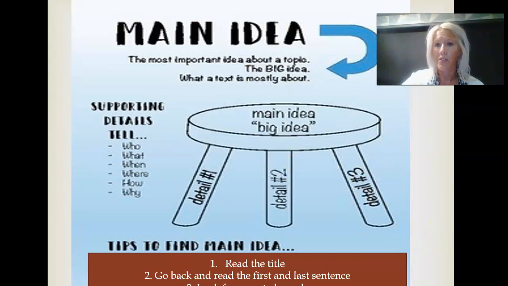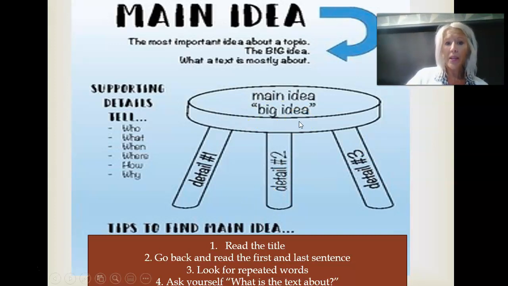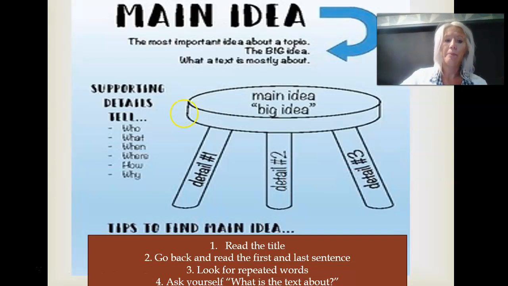Okay, let's take a look here. Let me move my camera down there. The main idea. Remember, when you think of main idea, try to picture in your mind this little table. So when we have this table, we have the top, which is the main idea, the big idea. What is the text mostly about? That's what main idea is.